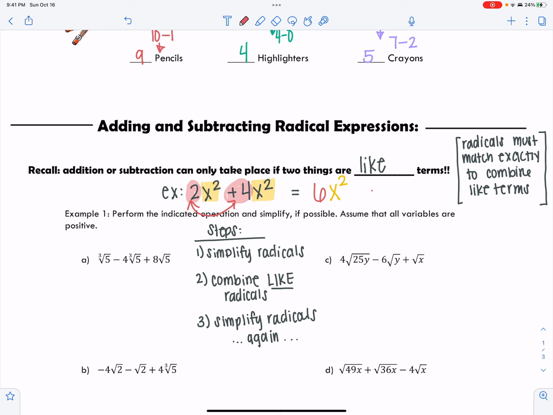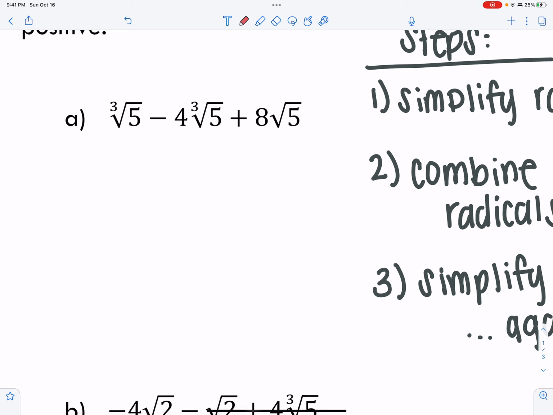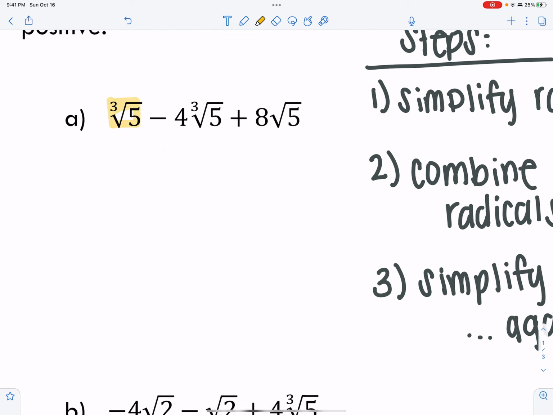So let's jump in and look at some examples. So the question says, perform the indicated operation and simplify. Now all in this video are either going to be addition or subtraction. We won't hit multiplication until the next part. So example 1, letter A, says the cubed root of 5 minus 4 cubed root of 5 plus 8 square root of 5. And so the reason that I picked this one is because a lot of times students will say, oh, all of these are like terms because they have a root 5. However, the like terms in this context are only the cubed root 5. The square root 5 is a different thing.